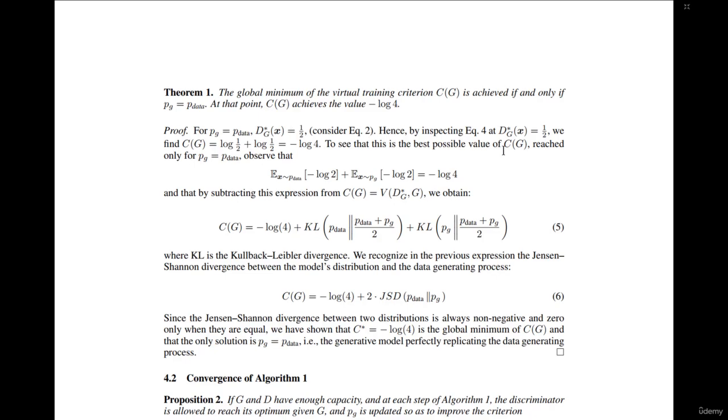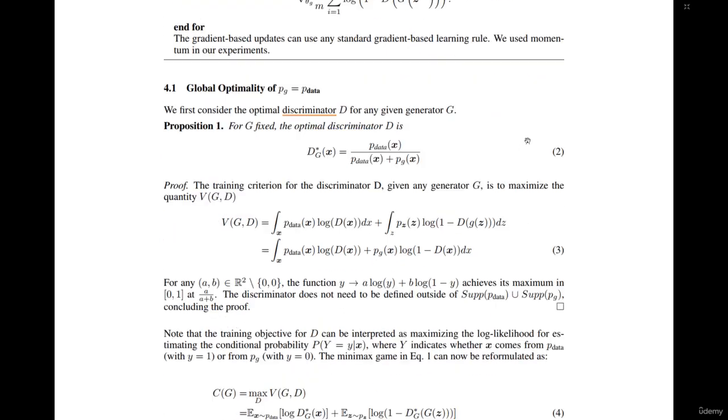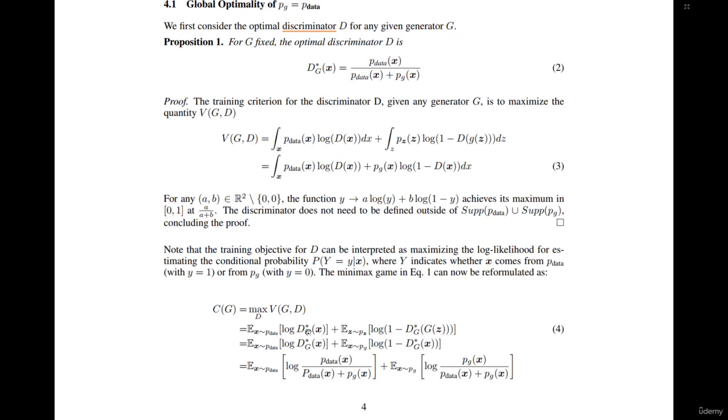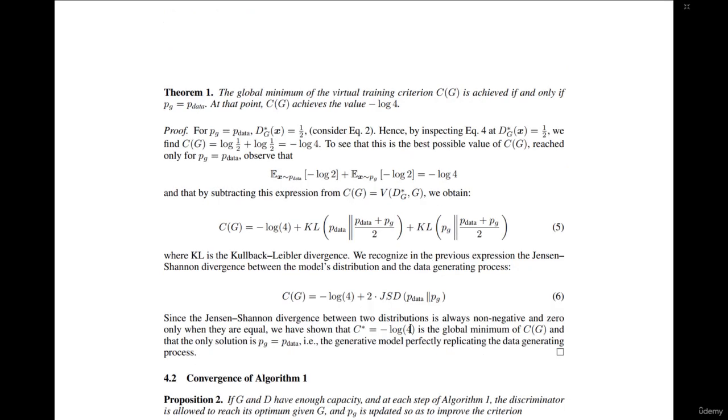And hence, by inspecting equation 4, that is taking this equation right here and replacing this with a half, we see clearly that we have the log of a half plus the log of a half. And so clearly, at the point where we have our global minimum, C of G achieves the value of negative log 4, because log of a half plus log of a half equals negative log 4. Since log of a half is log of 2 to the negative 1, and that is negative log of 2. So that's what we have here, and then we also have this negative log of 2, which gives us this plus this, now gives us negative log of 4.